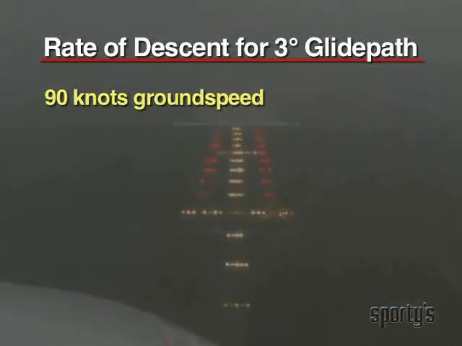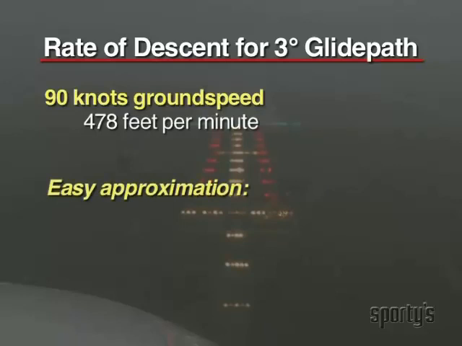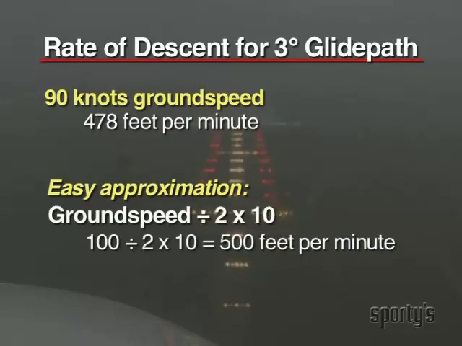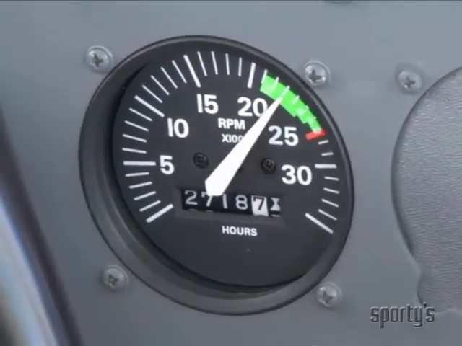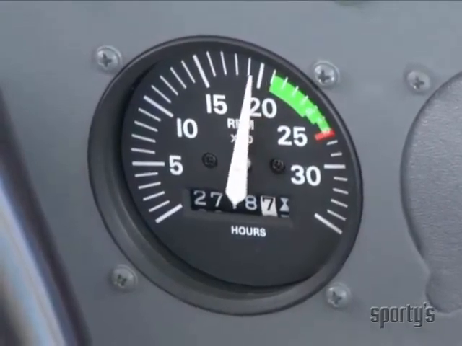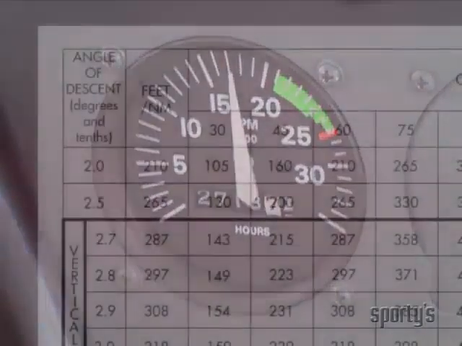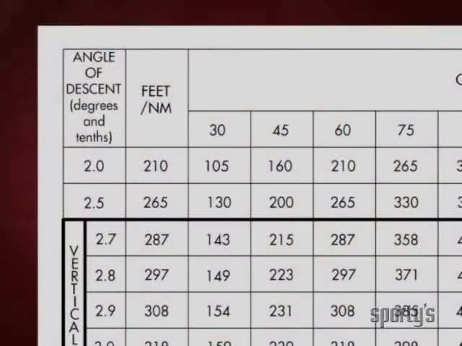The rate of descent to stay on the glide path is a function of the ground speed. At 90 knots ground speed, the descent needed is 478 feet per minute. To find the approximate descent rate, divide the ground speed in half and multiply that by 10. At 100 knots, this yields 500 feet per minute as the approximate rate of descent. You should know the power setting for a 3-degree descent at ground speeds appropriate for your airplane in the approach configuration. The rate of descent tables are in the FAA approach chart books and on Jeppesen charts.